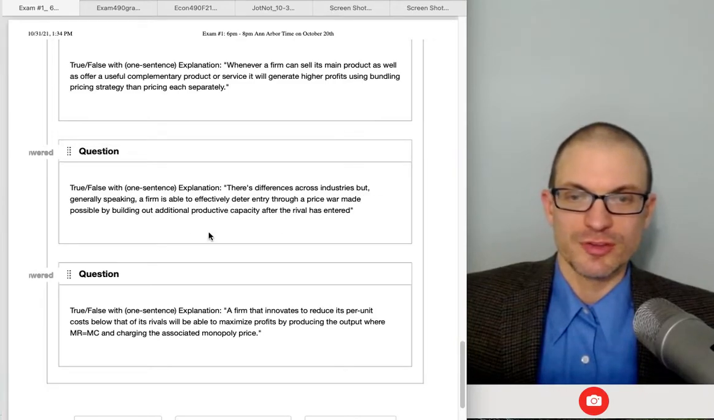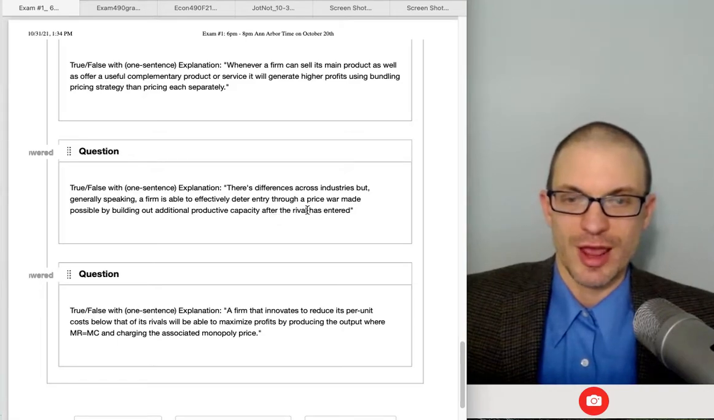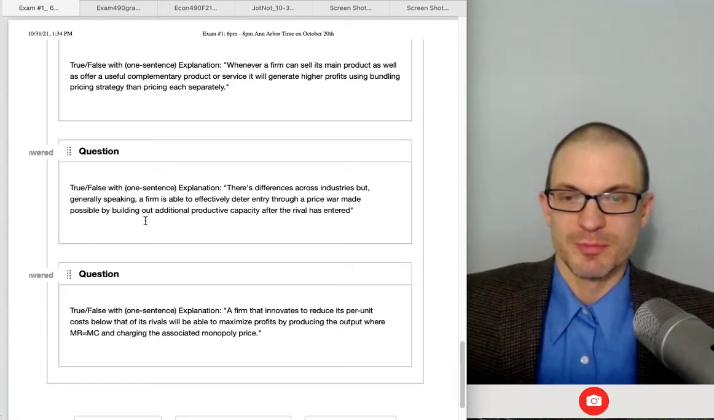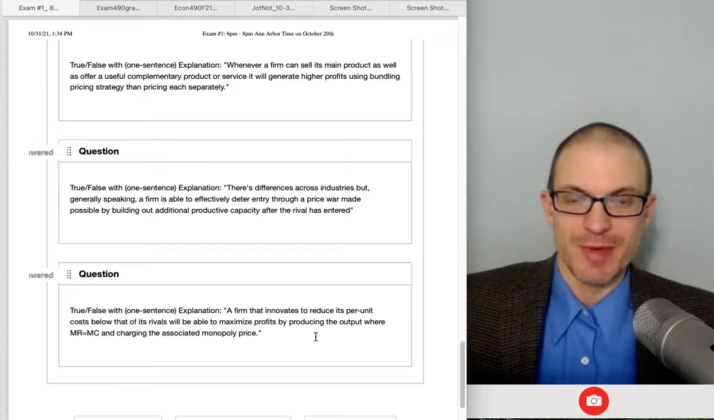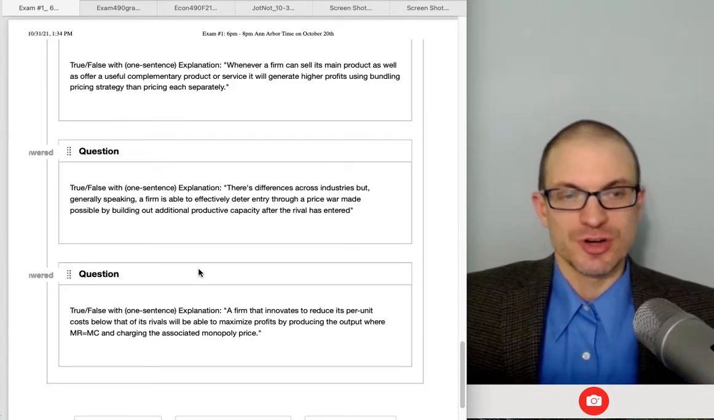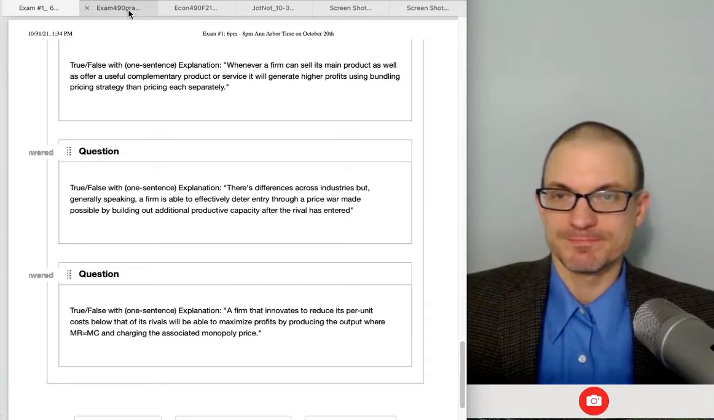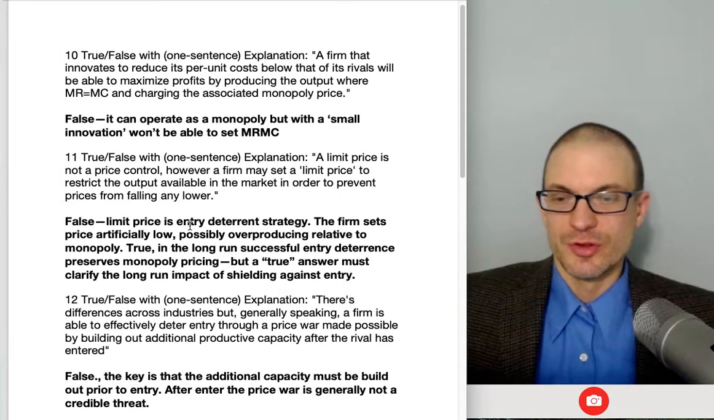There's differences across industries, but generally speaking, a firm is able to effectively deter entry through a price war made possible by building out additional productive capacity after the firm has entered. And then a firm innovates to reduce its per unit cost below that of its rivals, will be able to maximize profits by producing output where marginal revenue equals marginal cost and charging the associated monopoly price. All right, so these are all false.